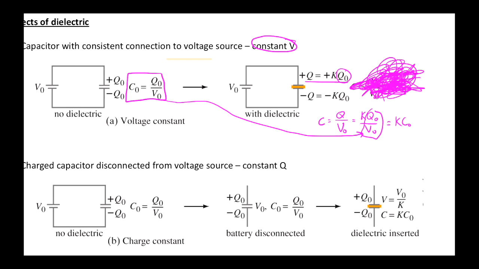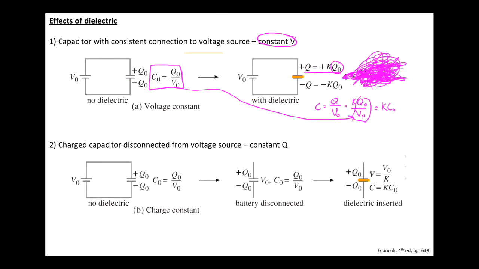Does it work, though, if I have a charged capacitor that's disconnected? A charged capacitor that's disconnected. So you can see in the bottom sequence, the left-hand side of this is exactly like what we had before. We're going to start by charging the capacitor without a dielectric, and we can say that the capacitance is just Q naught over V naught. It has charge Q naught at this point.